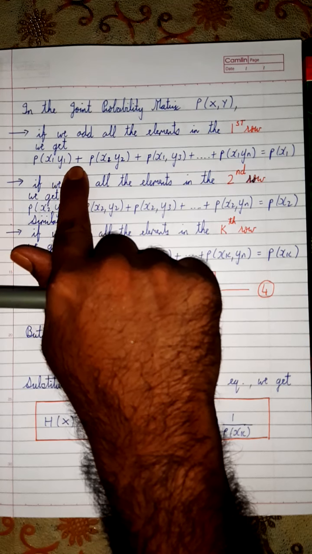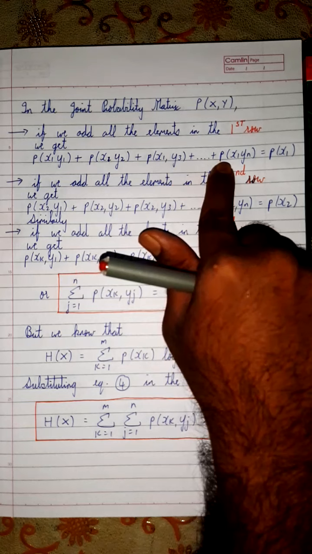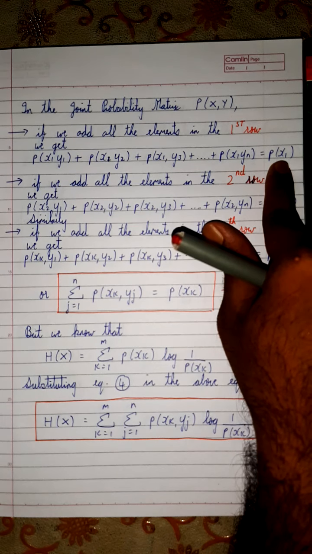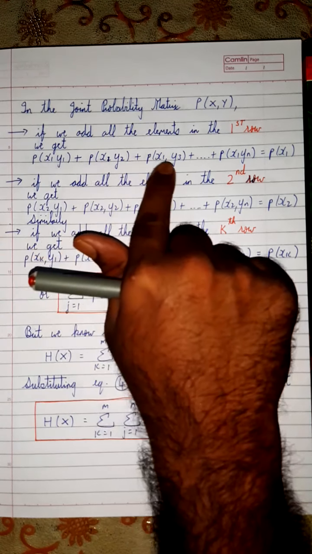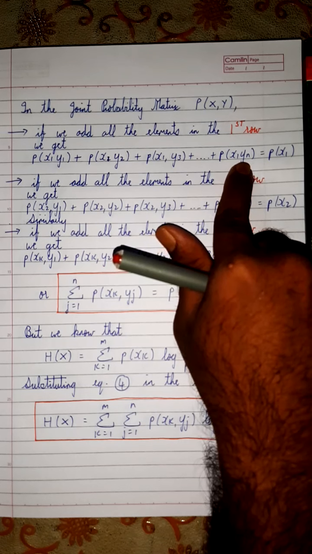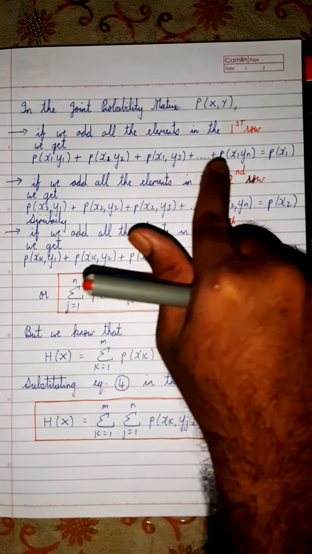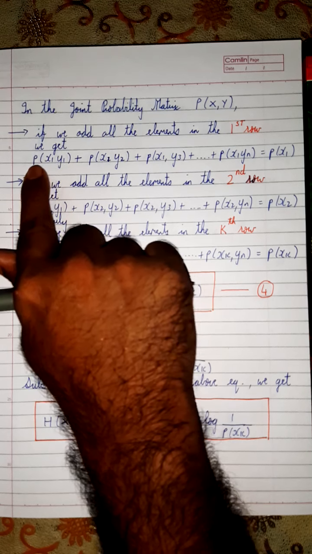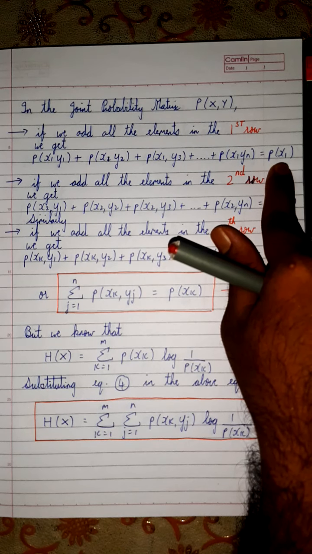P of x1 y1 plus p of x1 y2 plus p of x1 y3 up to p of x1 yn is nothing but equal to p of x1, because we are sure that any one of these received symbols will surely be received. It will be either y1, y2, y3, y4, or up to yn. Any one of these received symbols will be received, but we know that x1 is being transmitted. Therefore, if we add all this, it will surely be the probability of transmitting x1.